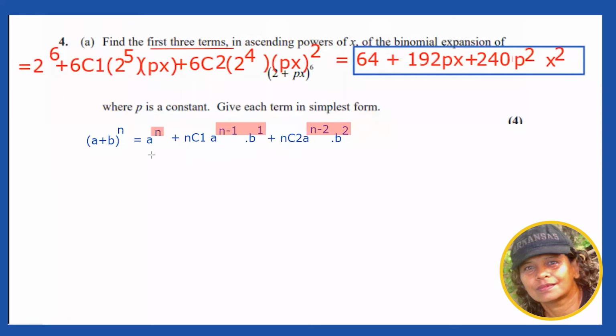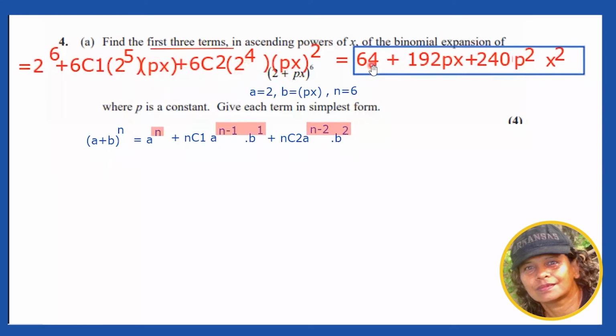So if you look at this, from what we have here, a is equal to 2, and b is equal to, I'll put it in a bracket, (px). So if I use the expansion, I get a to the power n, which is 2 to the power 6. The next term is going to be, remember that n is equal to 6, 6C1 2 to the power 5 times px plus 6C2 2 to the power 4 times (px) squared, because they have asked for the first 3 terms.